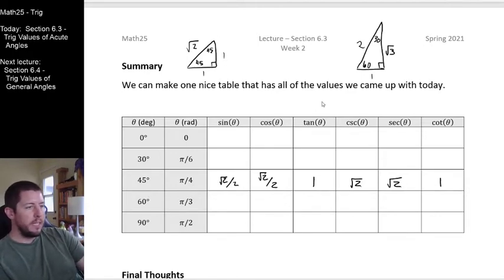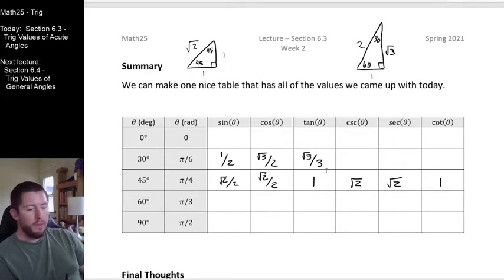Now we do our 30s and our 60s. So let's do our 30 row. Sine of 30, opposite over hypotenuse, that's 1/2. Cosine of 30, adjacent over hypotenuse, root 3 over 2. Tangent is sine over cosine, so it looks like the dividing by 2's are going to cancel, leaving me with 1 over root 3. 1 over root 3, we did the algebra and determined that a better way to write that would be root 3 over 3 right there. It's the same as 1 over root 3, though.